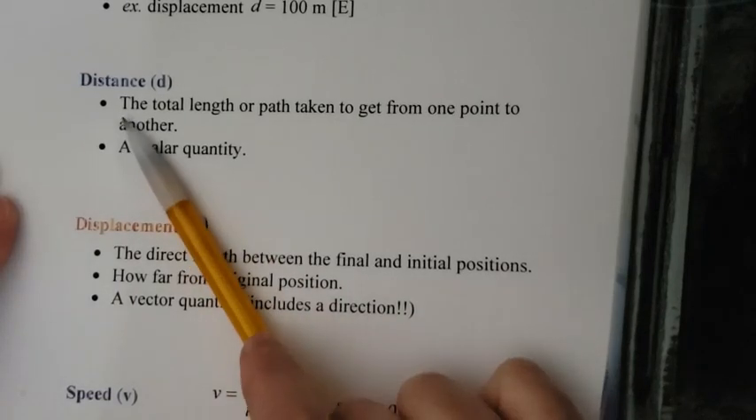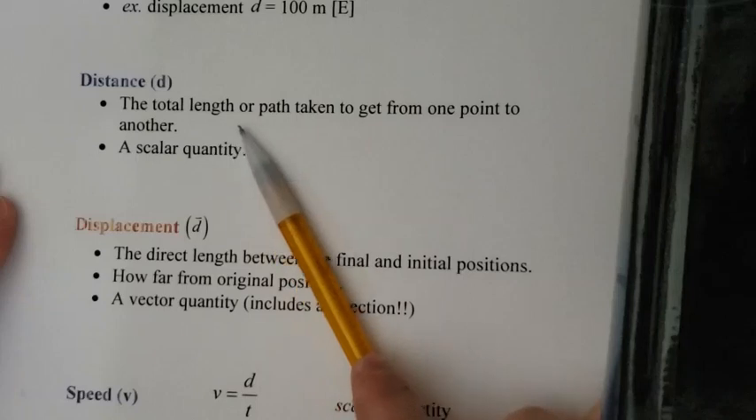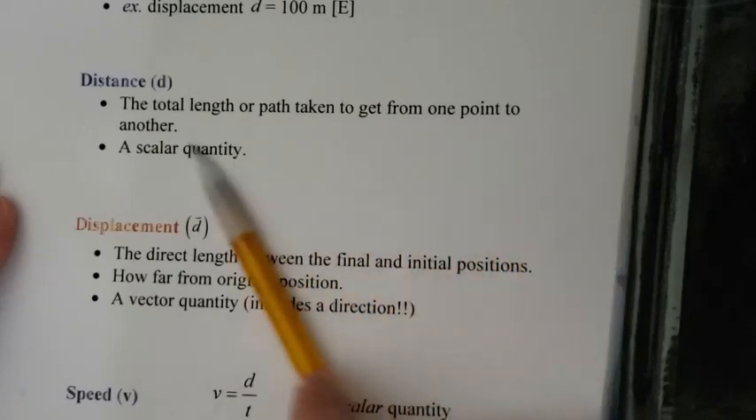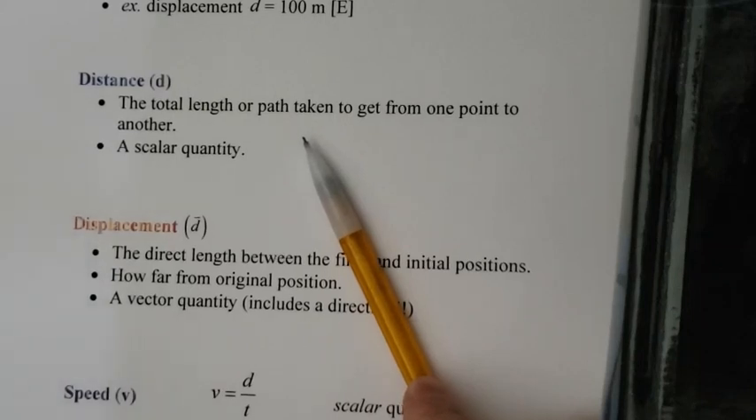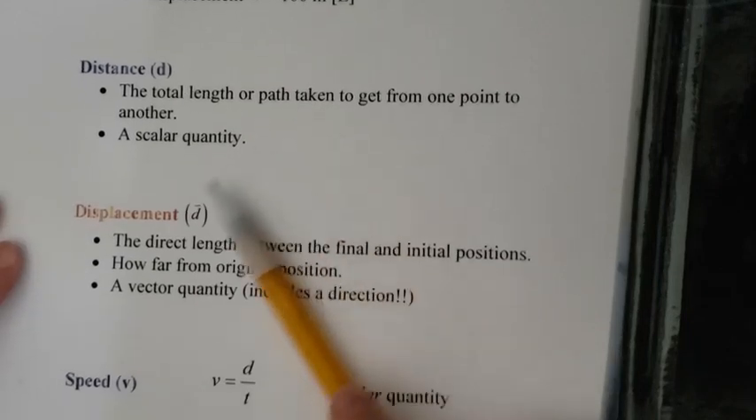So distance is the total length or path taken to get from one point to another, and it is a scalar quantity. For instance, when I get into my car and I drive, the speedometer starts counting how many kilometers. If I drive to the school and I drive home, it's going to be 2.5 kilometers to school, 2.5 kilometers all the way back. The total distance is going to be 5 kilometers.